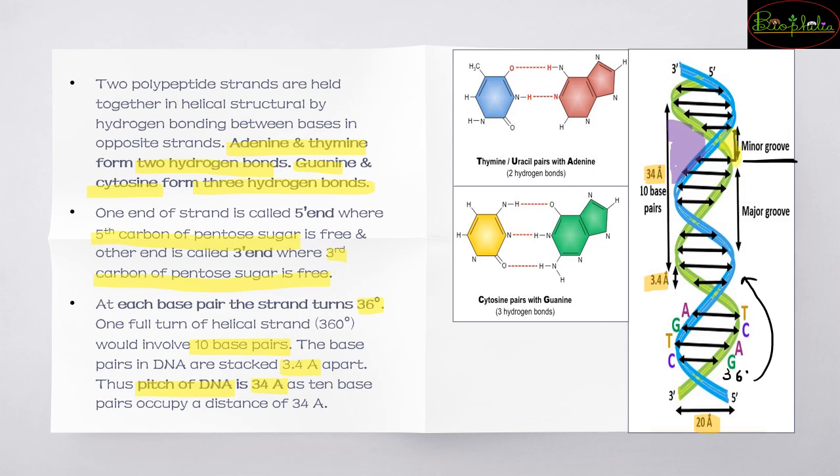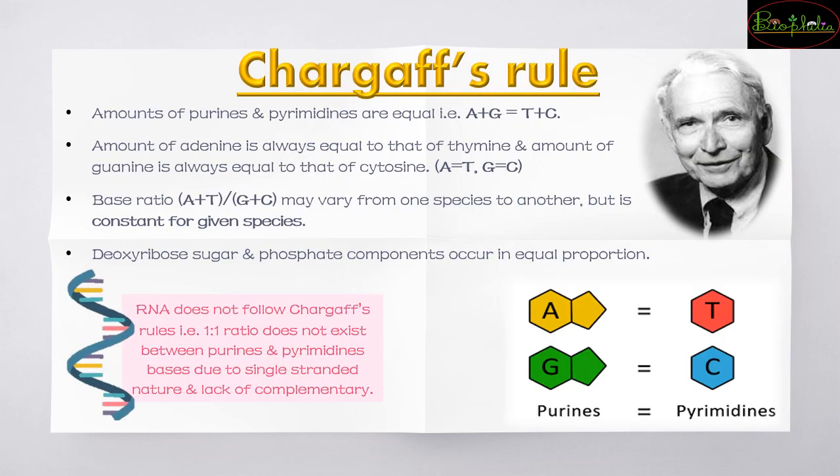And one complete turn will be 360 degrees. That means 10 base pairs will be required. Next we see is the Chargaff rule. Chargaff was also a scientist who was showing his experiments in support of Watson and Crick.